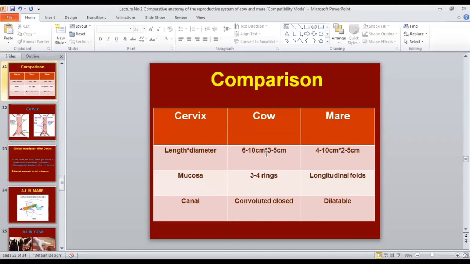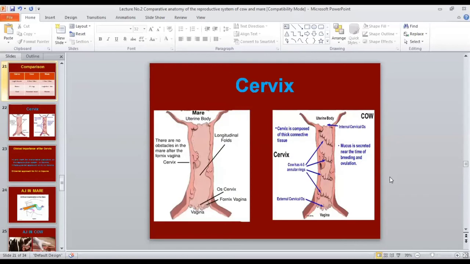And as for the difference in the size of the cervix, the length of the cervix can be 6 to 10 centimeters in the cow, and the diameter can be 3 to 5 centimeters. But in the mare, the length can be 4 to 10 centimeters and the diameter can be 2 to 5 centimeters. But the clinically important feature is the difference in the longitudinal folds in the cervix of the mare, and the 3 to 4 rings in the cervix of the cow. The other importance is that the cervix is the landmark for palpation in the cow, but in the mare the ovaries are the landmark for transrectal palpation of the reproductive system.